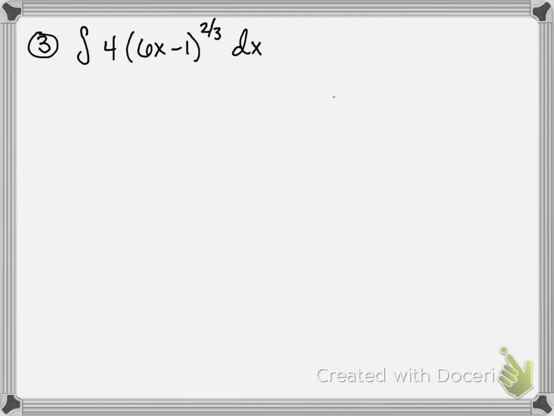All right, let's look at number 3. The first thing you've got to do is pick your u. Pick it wisely. It's usually what's in parentheses. 6x minus 1. Now du over dx: I'm trying to take the derivative of u with respect to x, which is 6 over 1. So I'll flip it: 1/6 du.